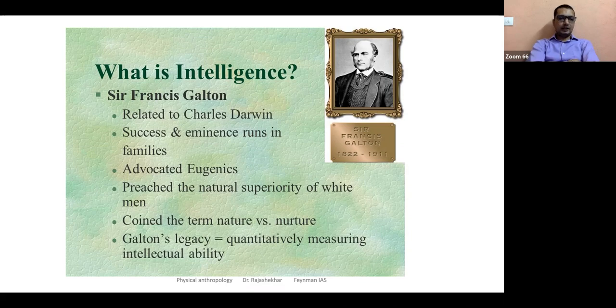Nature refers to genetics. Nurture refers to environment. So in a way, it's a bit confusing. You may think of nature as environment, but nature here refers to genetics, and nurture refers to environment.